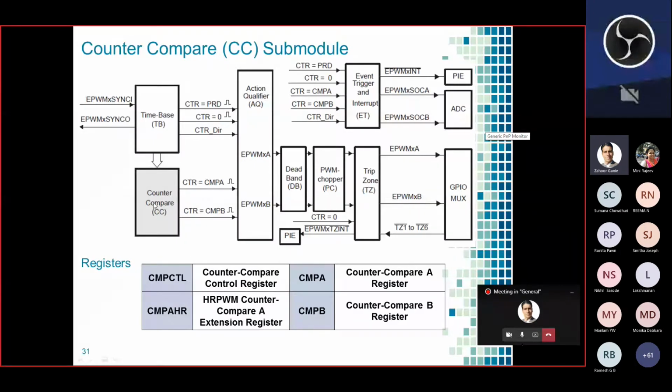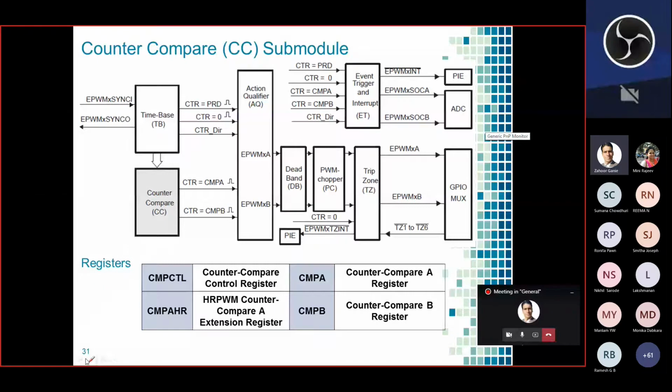Next, coming to the counter compare register. This is not much useful, but it can have only one operation. It is used for generating the top pulse as well as the bottom pulse. So you can have compare A and compare B. Those values you can have.